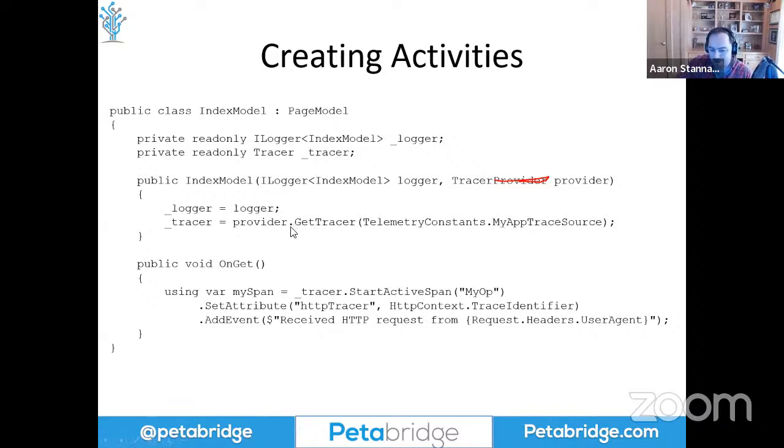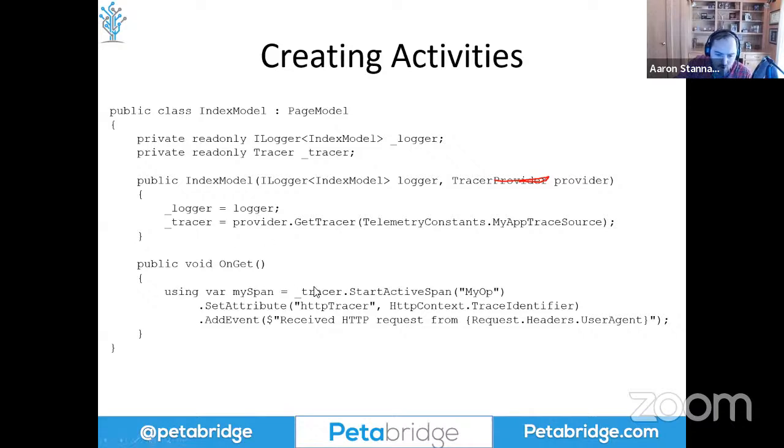This shows you how you get a tracer. You usually get a tracer by getting a hold of the tracer provider and calling GetTracer, and you pass in the name of your tracer or activity source here. Under the covers, this is creating an activity source. And you want to use a constant to name any activity sources that are specific to your application. That way, anyone who wants to subscribe to it can get a hold of that same constant and bring it in.